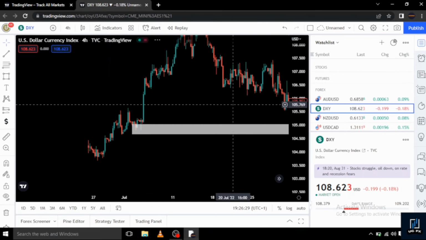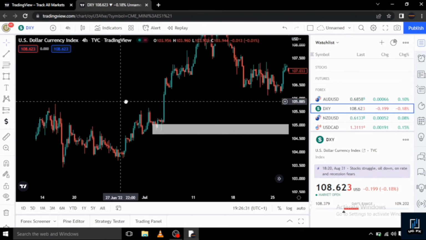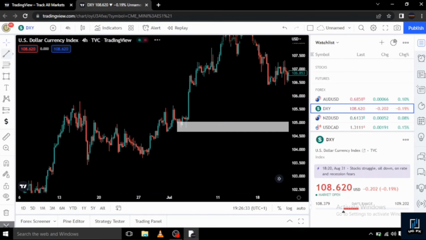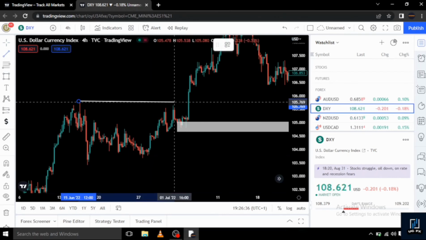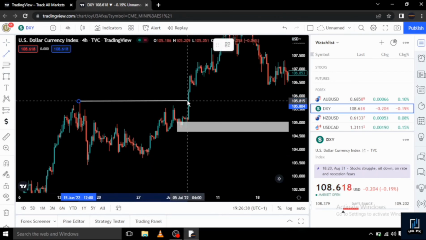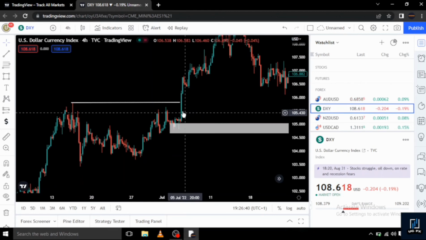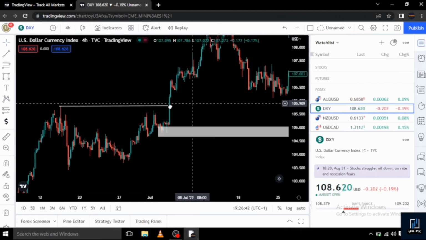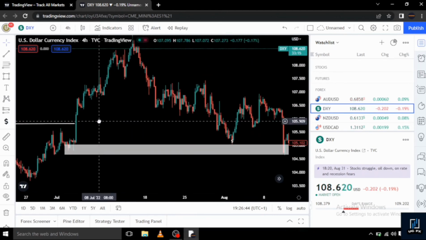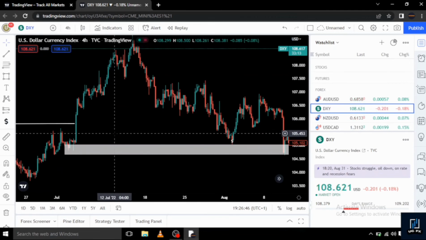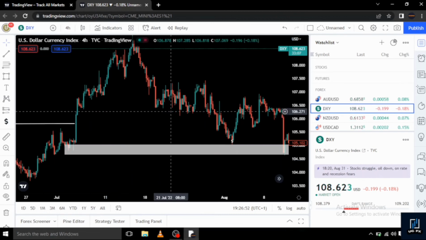As you can see, after the formation of this order block, we had a break of structure as well on the DXY. So we had a break of structure and we had this huge imbalance that needs to be filled. If you don't understand price imbalances or inefficiency, go and check the video I made on imbalances and inefficiency to understand how you can capitalize on that.